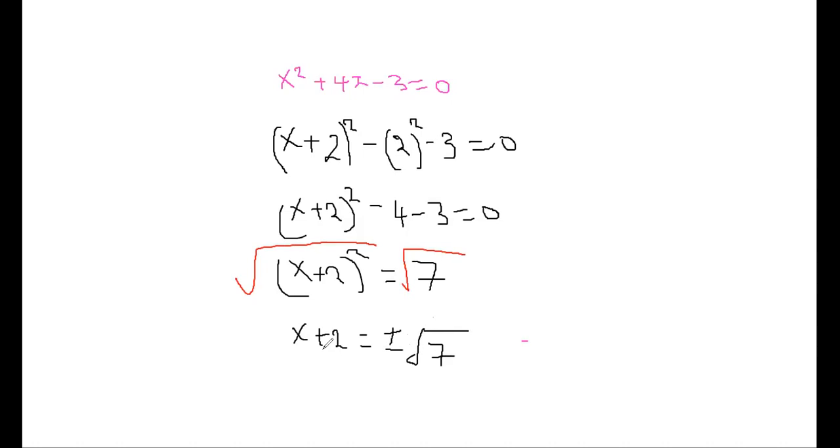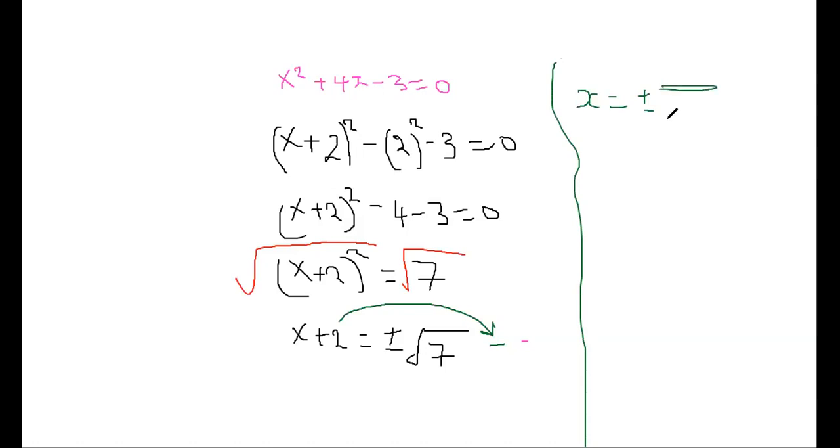You want the values of x, so you take 2 to the other side of the equal sign. This side it is plus, so when you come to this side, it should be minus. X equals plus or minus square root of 7 minus 2. Yes, that's how that is done.